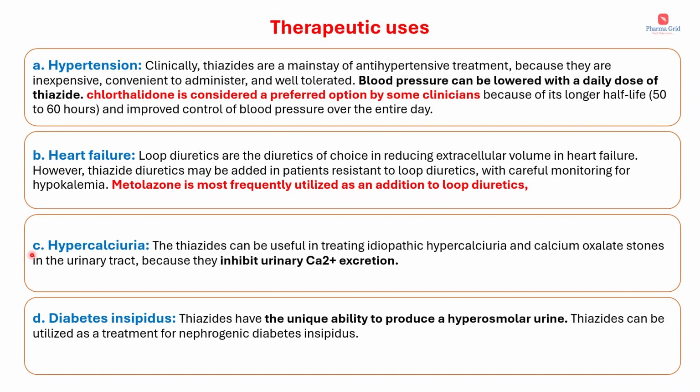Then the next use is hypercalciuria. Thiazides can be useful in treating idiopathic hypercalciuria and calcium oxalate stones in the urinary tract because they inhibit urinary calcium excretion. Then diabetes insipidus. Thiazides have the unique ability to produce a hyperosmolar urine, that is highly concentrated urine. Thiazides can be utilized as a treatment for nephrogenic diabetes insipidus.